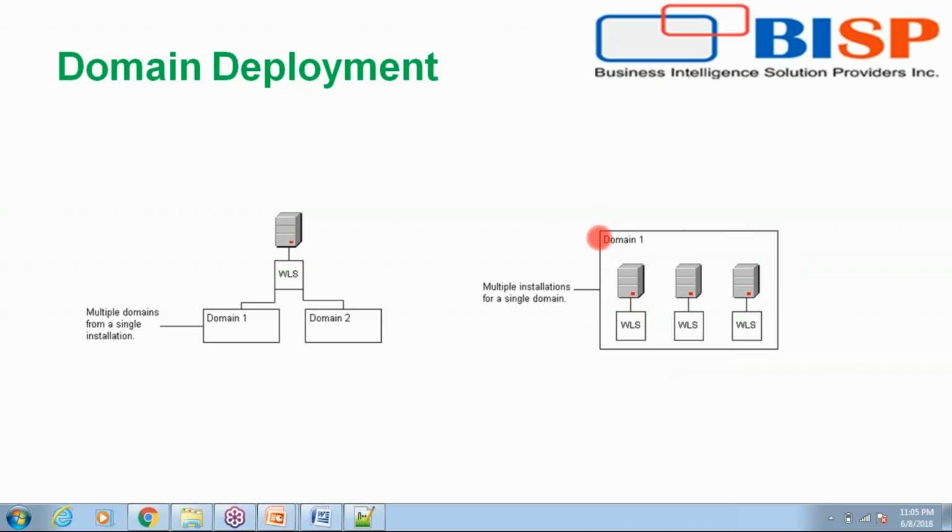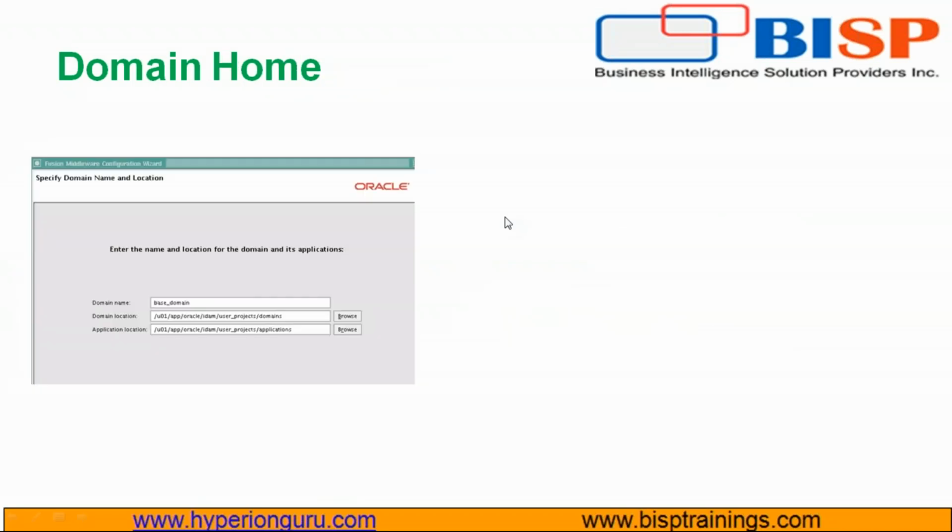This kind of configuration where it is just one domain, but all three machines are part of a single domain. Such a domain deployment is called multiple installation for a single domain. So your domain is actually expanded across machines. So these are the two domain deployments.